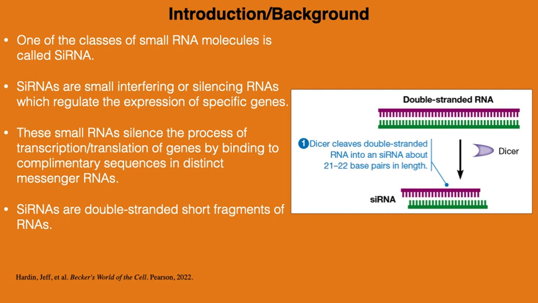Because they are just smaller versions of regular RNAs, they look exactly the same, meaning they are double-stranded, but just shorter. And here's an image of how a double-stranded RNA is turned into an siRNA. There are different steps, but I'm just showing the step where the RNA turns into siRNA. A dicer cleaves double-stranded RNA into siRNA, which is about 21 to 22 base pairs in length.